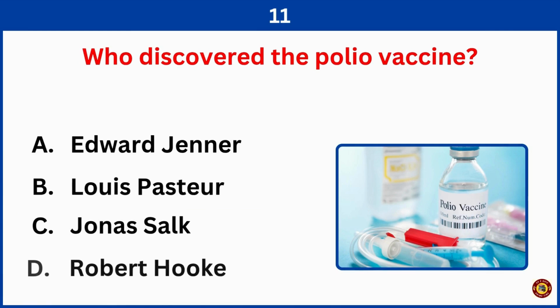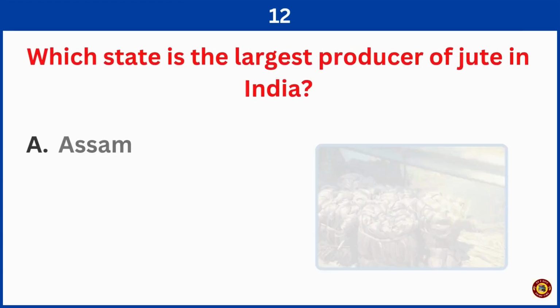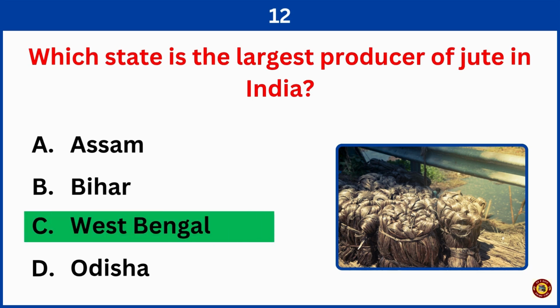Who discovered the polio vaccine? Right answer is option C, Jonas Salk. Which state is the largest producer of jute in India? Right answer is option C, West Bengal.